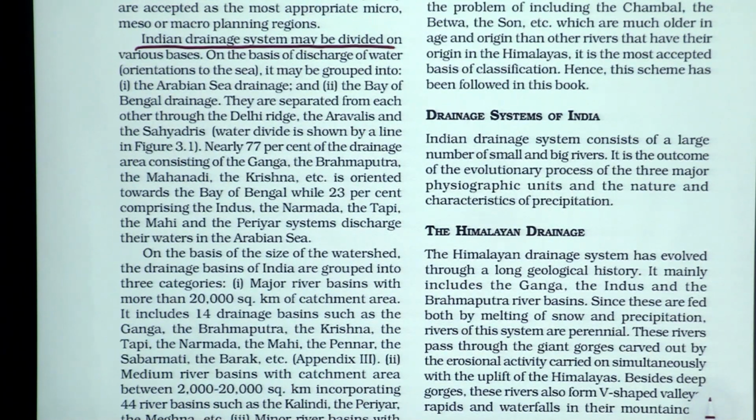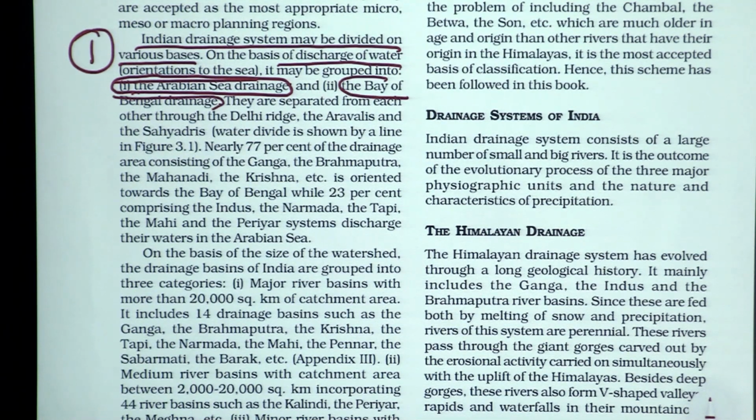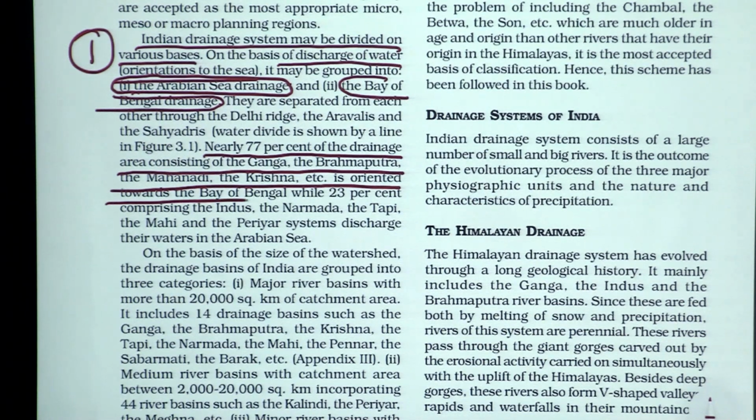The Indian drainage system may be divided on various bases. Basis number one, on the basis of discharge of water, that is orientation to the sea. So how many groups do we divide it into? Two: Arabian Sea drainage and Bay of Bengal drainage. Nearly 77% of the drainage area, consisting of Ganga, Brahmaputra and Mahanadi, Krishna, etc., is oriented towards the Bay of Bengal. So if I say Bay of Bengal and Arabian Sea drainage, I'll say the maximum of the runoff is oriented towards the Bay of Bengal. NCERT reads nearly 77%. So the 23% comprising Indus, Narmada, Tapi, Mahi, Periyar system has got their water in the Arabian Sea.